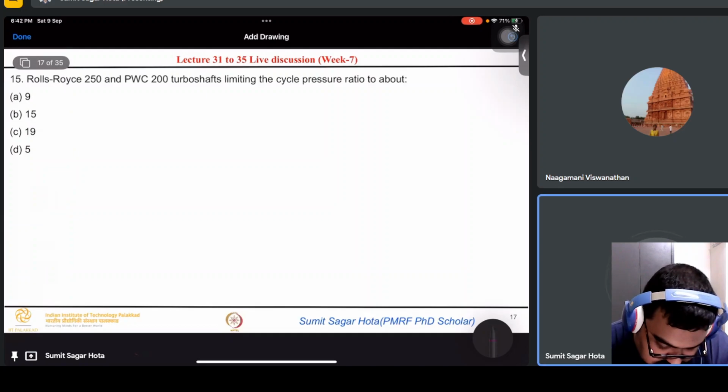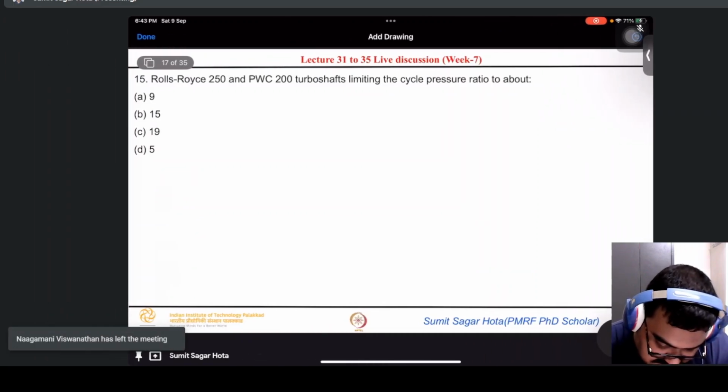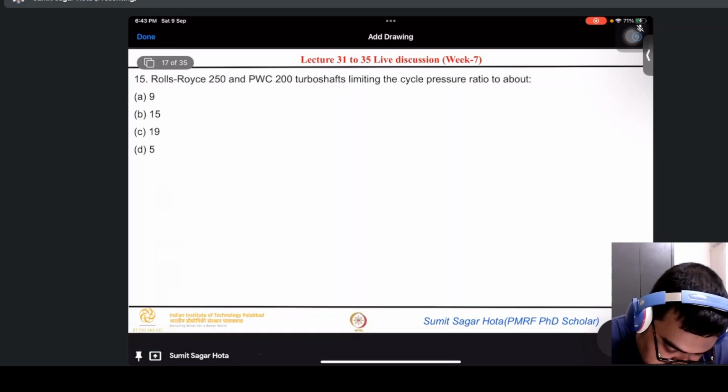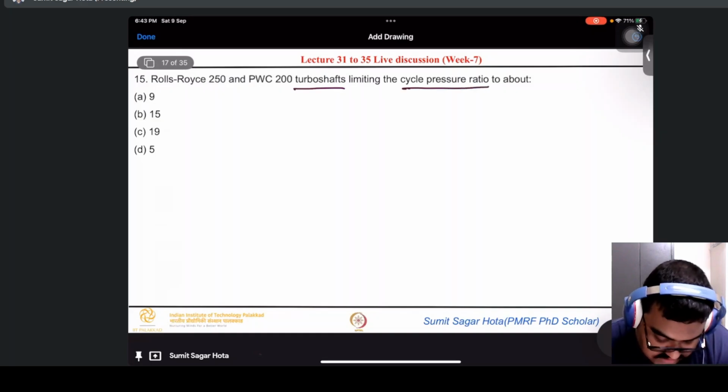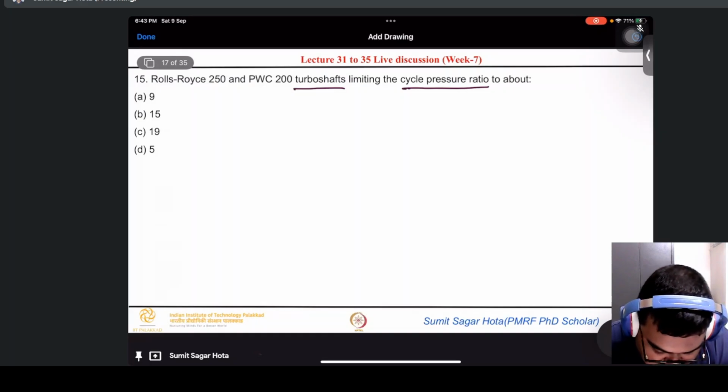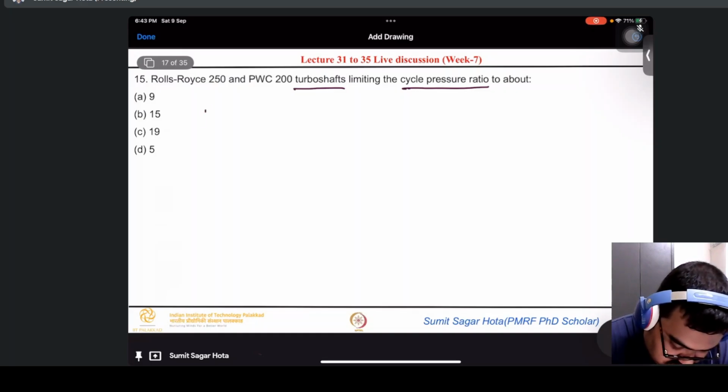Now the Rolls-Royce 250 PWC 200 turbo shaft limiting cycle pressure ratio. Again, I already told you there is no role for all these names. Only turbo shaft: what is the cycle pressure ratio? Always remember, for the turbo shaft engine the pressure ratio is always near 10. It cannot be 15, it cannot be near 20, and it cannot be as low as 5. So the option near 10 is 9. So the answer is 9.